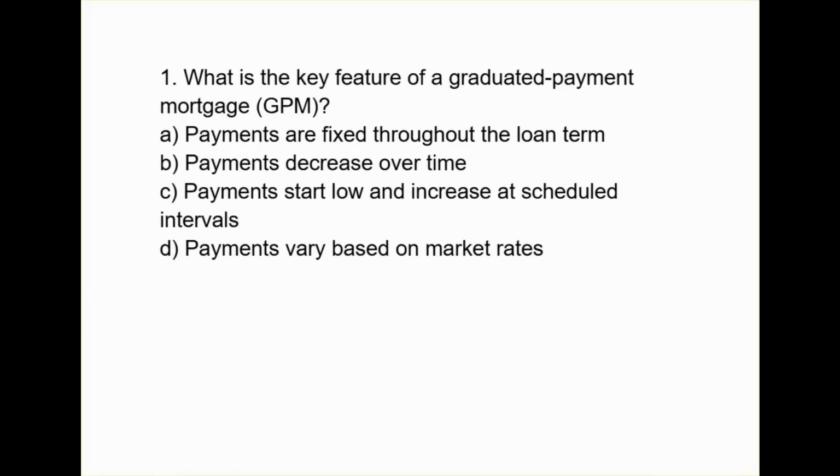What is the key feature of a graduated payment mortgage? A. Payments are fixed throughout the loan term. B. Payments decrease over time. C. Payments start low and increase at scheduled intervals. D. Payments vary based on market rates.